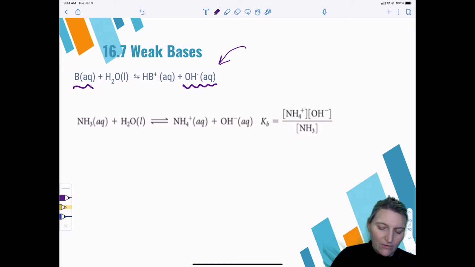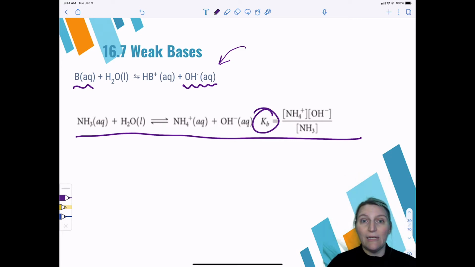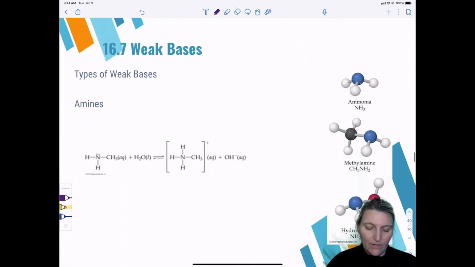And you can see here's a very common weak base equation. Ammonia, NH3, is really the most common example of a weak base. It grabs the hydrogen off of water, it leaves behind OH minus, and there you see the equilibrium constant. A little different this time because it is a basic reaction. We have K sub B, for base.